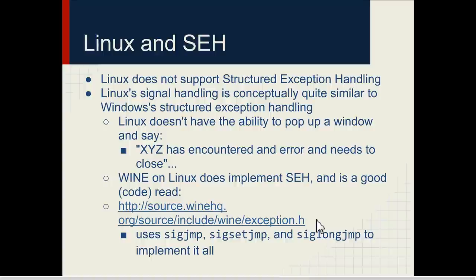So Linux does not support structured exception handling. However, conceptually, it can be implemented on top of the signals used by Linux. And Wine, actually, which is basically a Windows emulator for Linux, implements this. And the code for Wine's implementation is here. It's quite interesting and not difficult to read. It's basically catching signals as they come in the same way that try-catch handles exceptions.